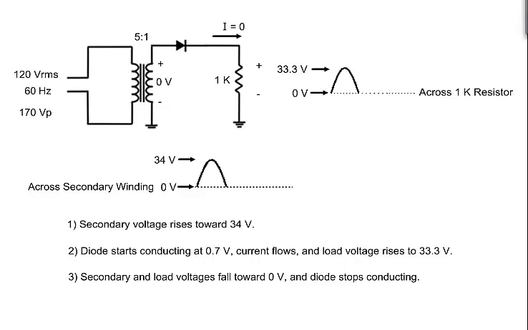As the secondary voltage drops towards 0 volts, the load voltage decreases with it. Finally, the input voltage drops below 0.7 volts and the diode stops conducting. With no current flowing through the load, the voltage across it is 0 volts.